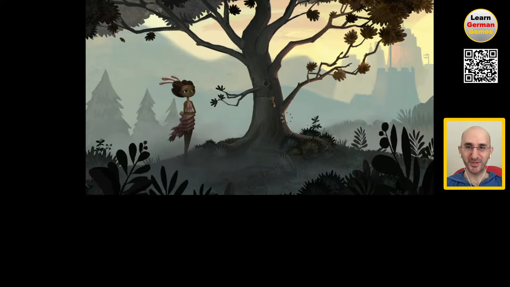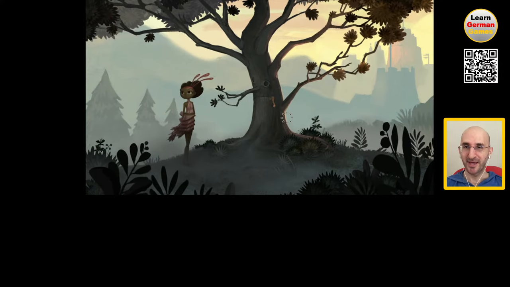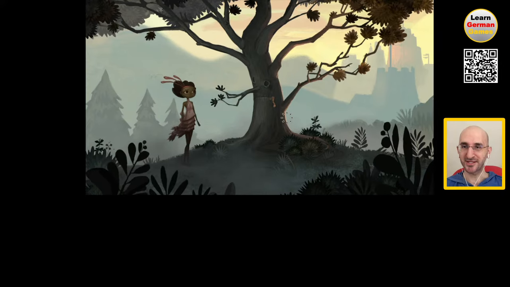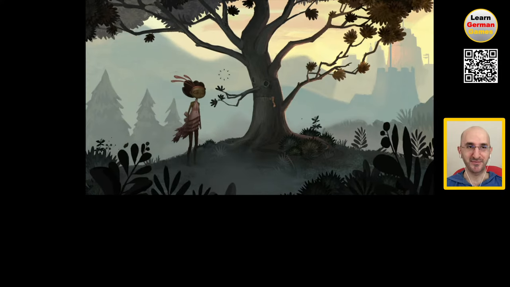Last time we were talking to this tree here, crazy tree. Let's try to continue the conversation, see if it has anything to add.